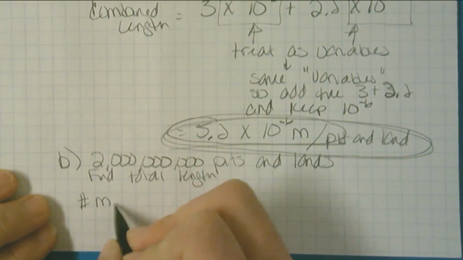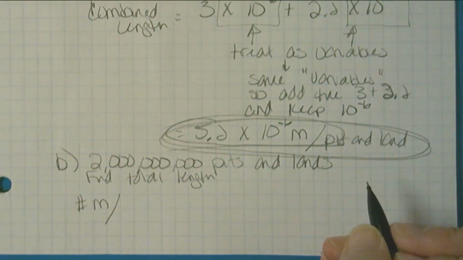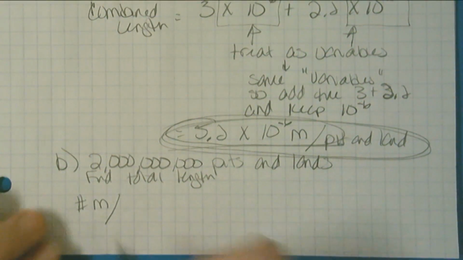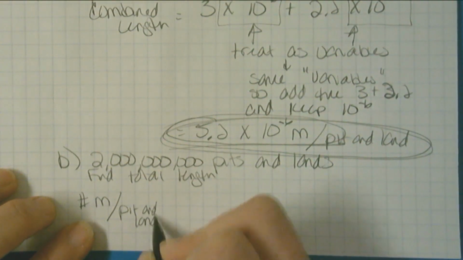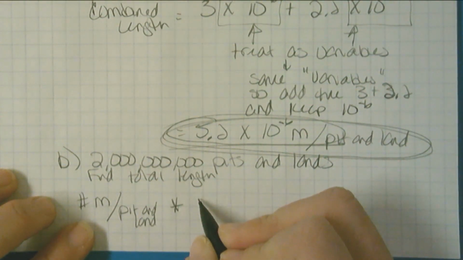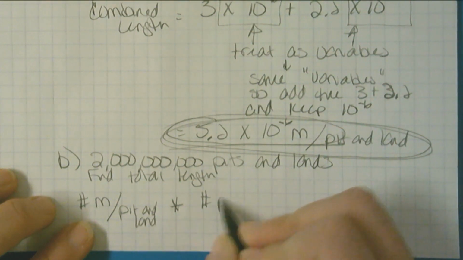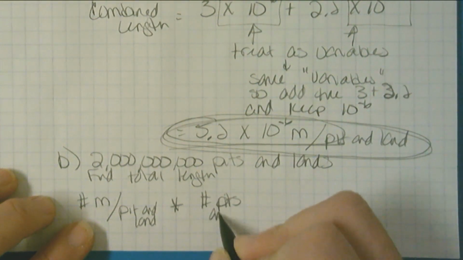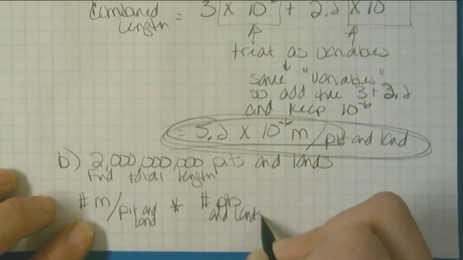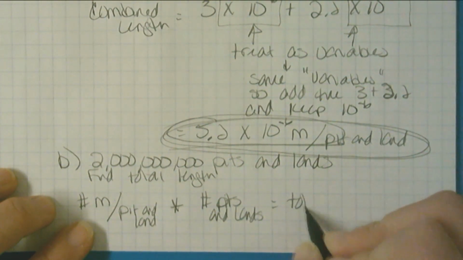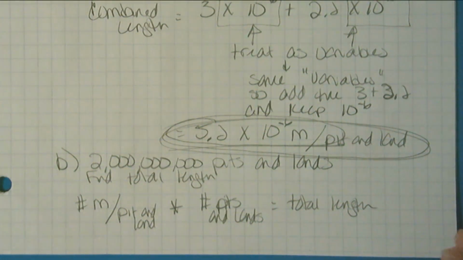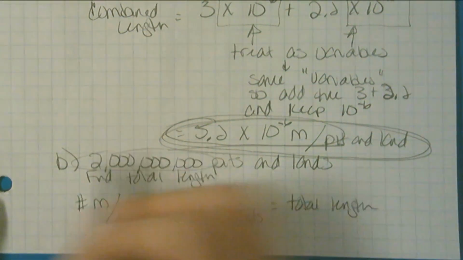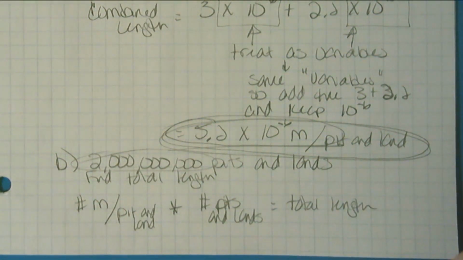So as Molly said, I'm going to take my number of meters per pit and land, and I'm going to multiply it by my number of pits and lands. And that's going to give me my total length. So I need to change this 2 billion, as Molly was going to do, into scientific notation.